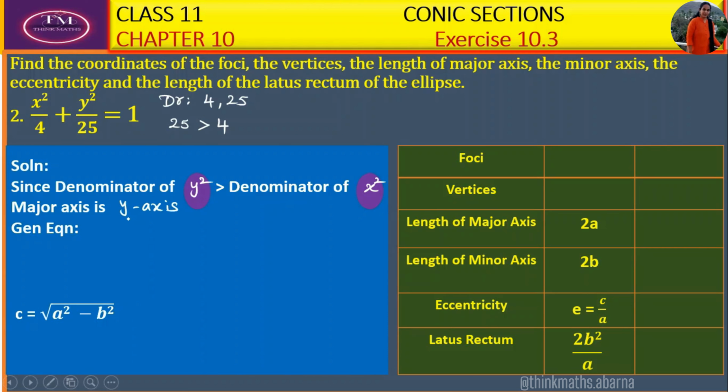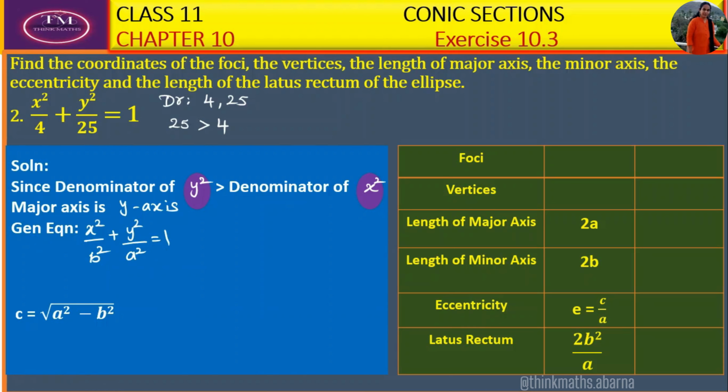If the major axis is the y-axis, the general equation will be x square by b square plus y square by a square equal to 1. So this is the general equation.